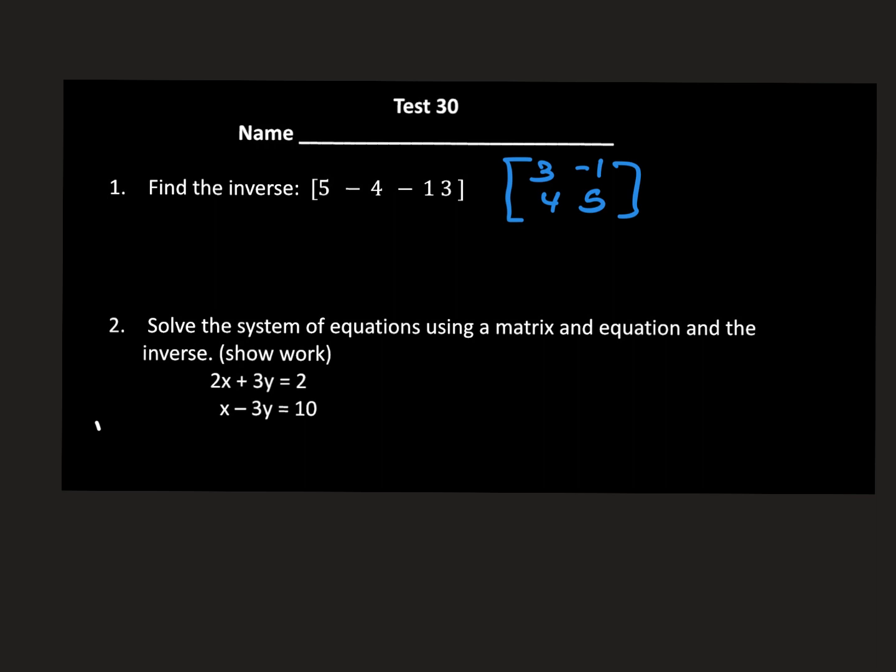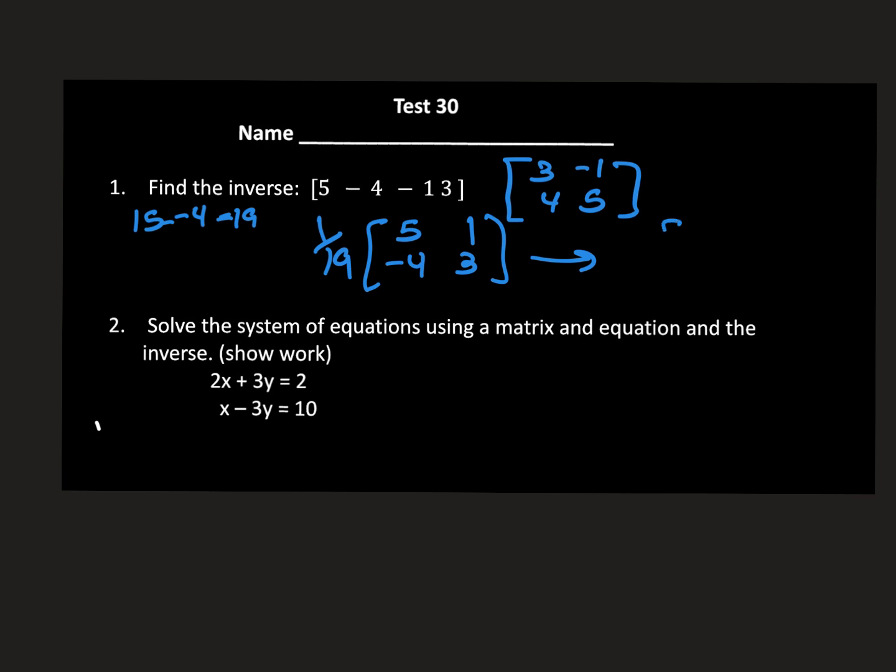You multiply the diagonals and you subtract. So we go 15 minus -4, which is 19. Flip it, 1/19. Put it in the front. And then change your first and fourth number. Change the signs in your second and third. And there you have it.